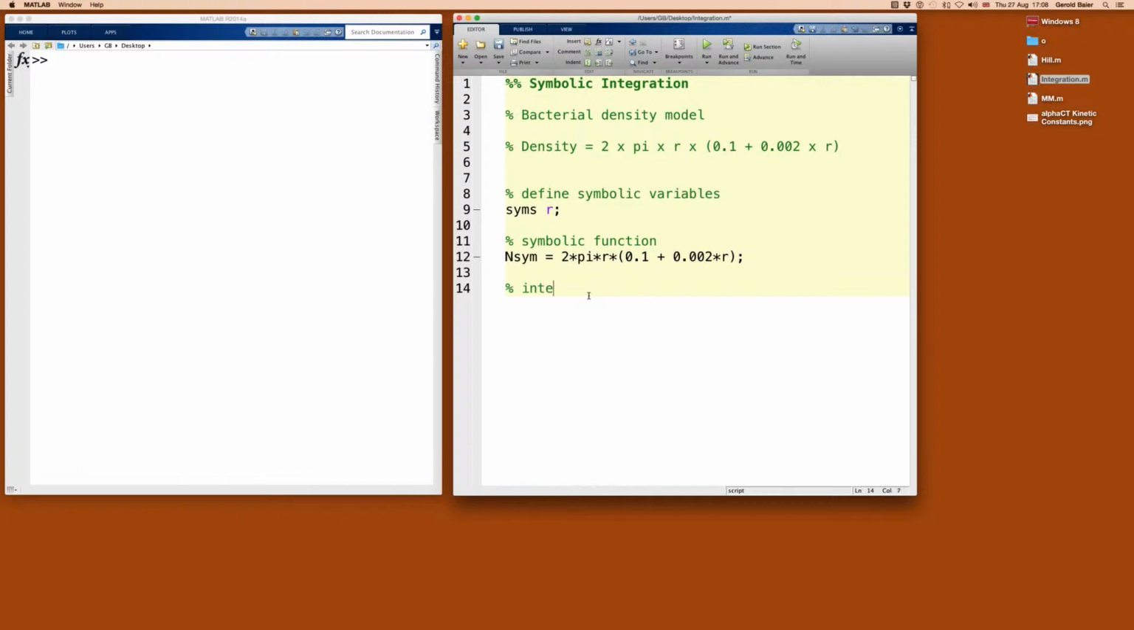And finally, we want to integrate this function. I'm going to call this gsim, and this is as easy as using the int function in MATLAB, giving it the symbolic function and telling it which variable to integrate with respect to, r. Should we try running this? Okay, it's just warming up a little bit. Okay, so we get a solution. gsim is pi times r squared times (r plus 75) all over 750.